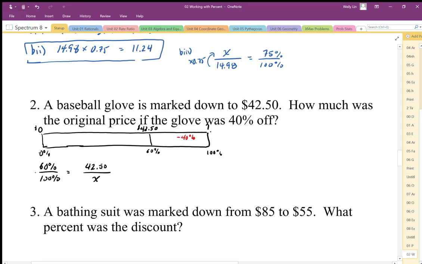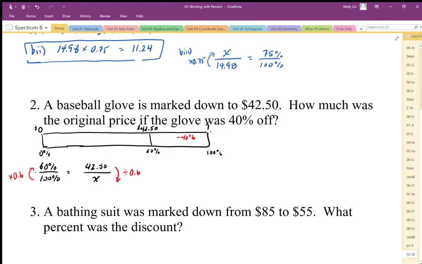I have my decimal multiplier here. This is my percentage multiplier. And it looks like I'm going in the opposite direction. So instead of multiplying by that 60%, I'm going to divide by that 60%. So when I do that, I go $42.50 divided by the 60%.